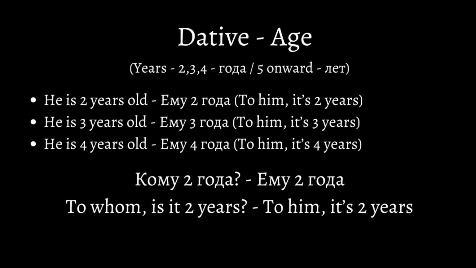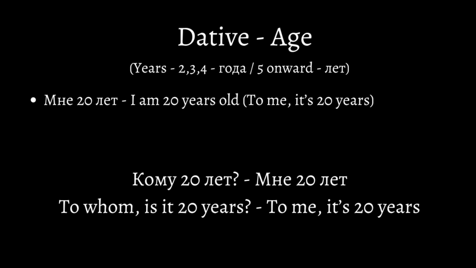However, when using numbers above 5, the word года changes to лет, and it's done on purpose because of cardinal numbers above 5, which in this case changes the word completely. Let's use my age as an example. Мне 20 лет. It doesn't really mean I am 20 years old as much as to me it's 20 years. We can also ask кому 20 лет? Мне 20 лет. To whom is it 20 years? To me, it's 20 years. That's how age works in the dative with object pronouns.